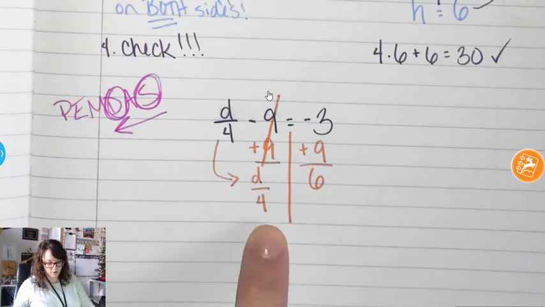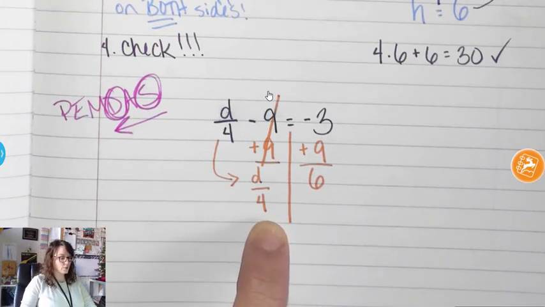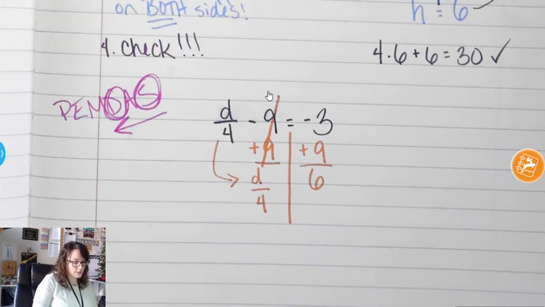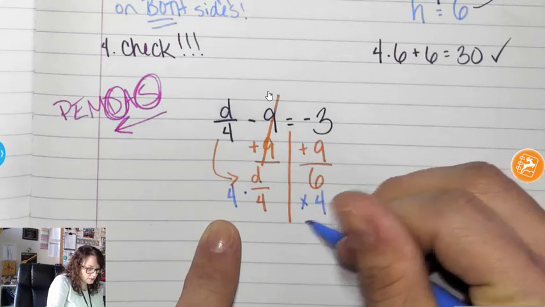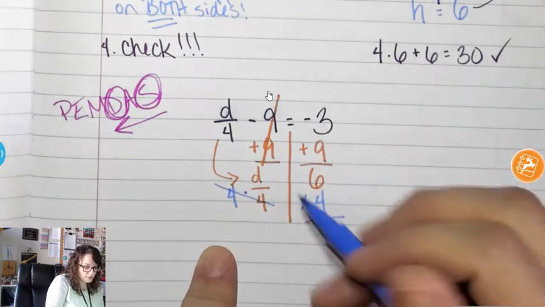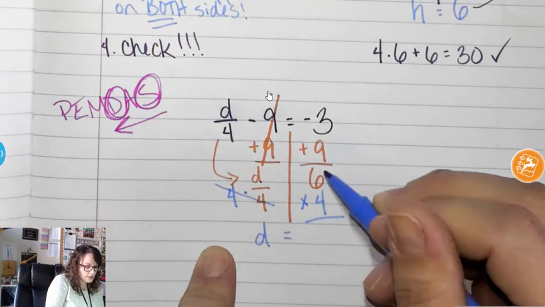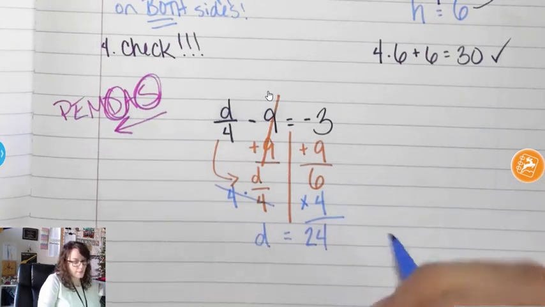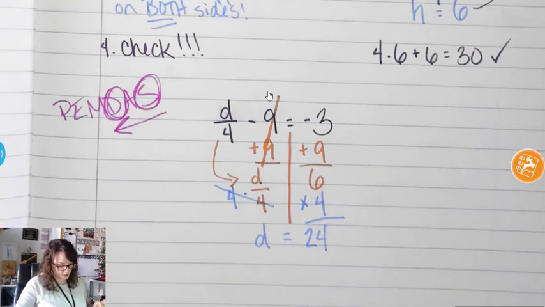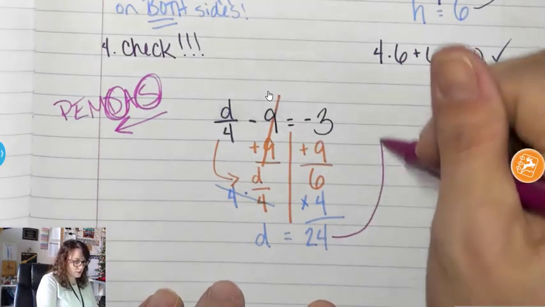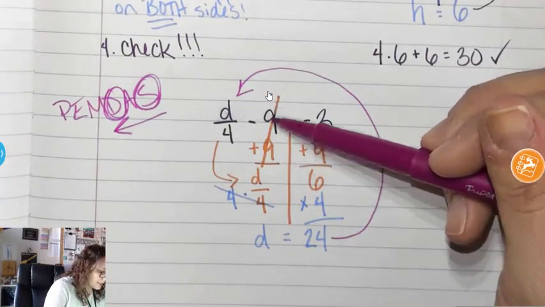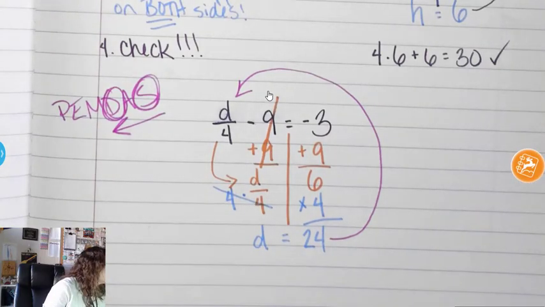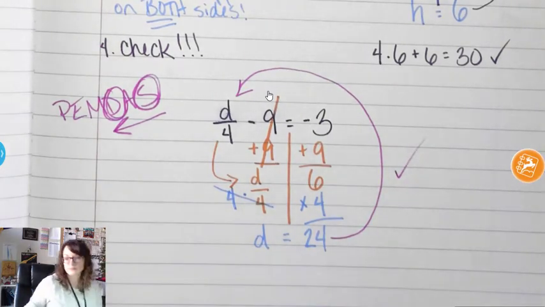Now, is this division or multiplication? Division. What's the opposite of division? Multiply. So I'm going to multiply by 4 on both sides. 4 over 4 is 1. So you have D. What's 6 times 4? 24. And then my last step, make sure you check. It doesn't hurt. Because I don't want you to get it wrong. Because you can do it in your head. What's 24 divided by 4? What's 6 minus 9? Negative 3. So you know you got it right. That's it.